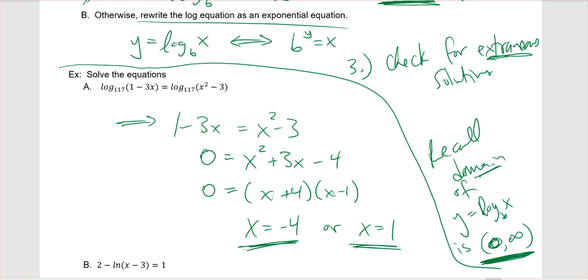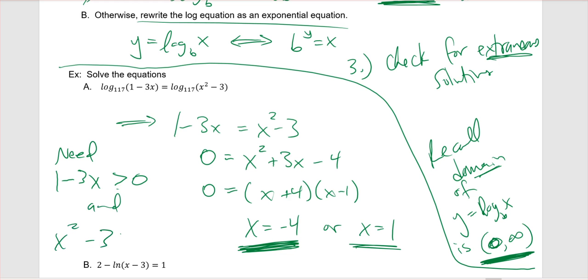Well, long story short here is, if we plug negative 4 in there, what happens? We need 1 minus 3x to be bigger than 0. We also need x squared minus 3 to be bigger than 0. Now put in negative 4, see what happens, right? So if I put negative 4 in there, I'd have 1 minus 3 times negative 4. Well, that would be 13, and that is bigger than 0, so that worked. And if I put negative 4 into this one, I would have negative 4 squared minus 3.